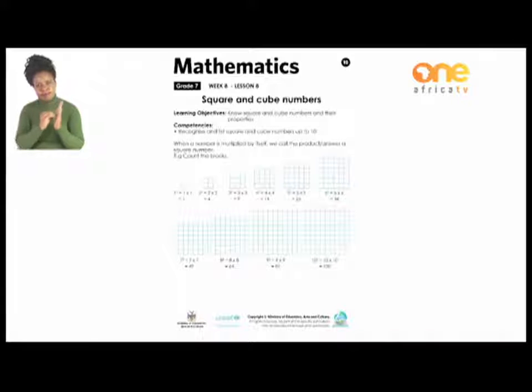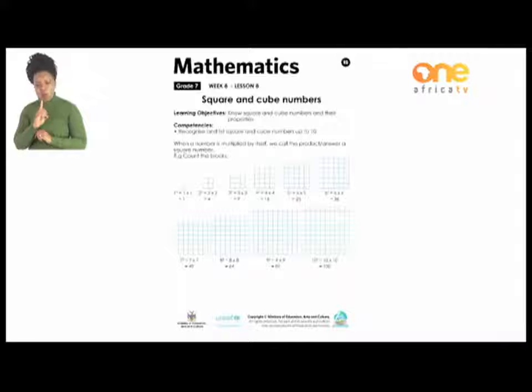When a number is multiplied by itself, we call that the product or the answer a square number. For example, you can count the blocks with the first one there, which is a square, which is just 1, so that is the same as 1 times 1 to give you the product or the square number is 1. So 1 is a square number.